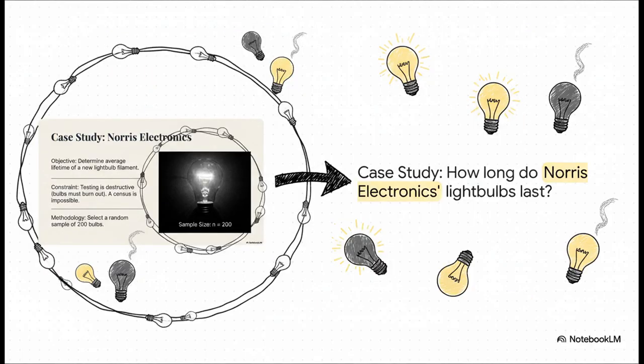Let's make this super clear with an example. Say you work for Norris Electronics, and you need to figure out the average lifespan of your new light bulb. But here's the catch. The only way to test a bulb's life is to let it burn until it dies, right? It's a destructive test. If you tested your entire population of light bulbs, you'd have zero left to sell. A census just isn't an option.